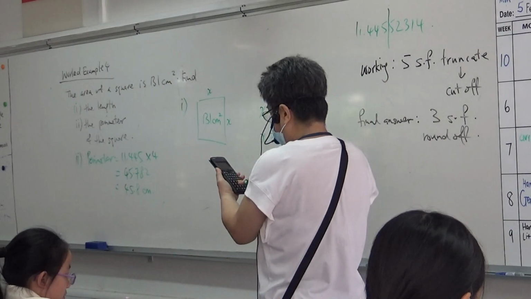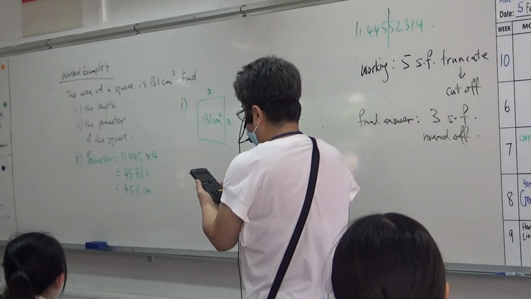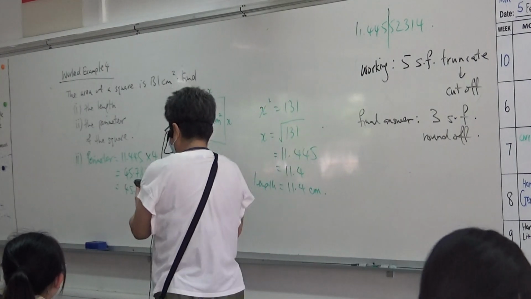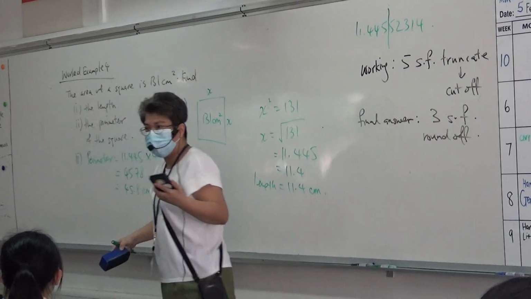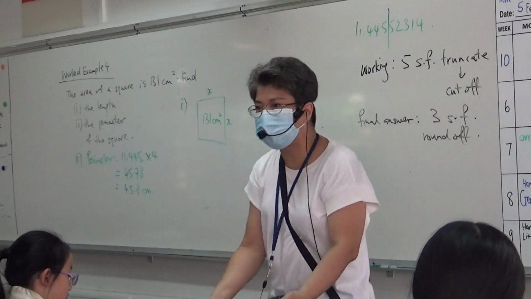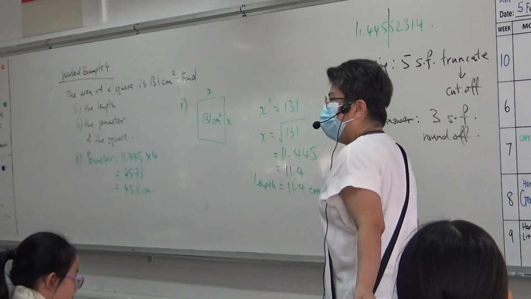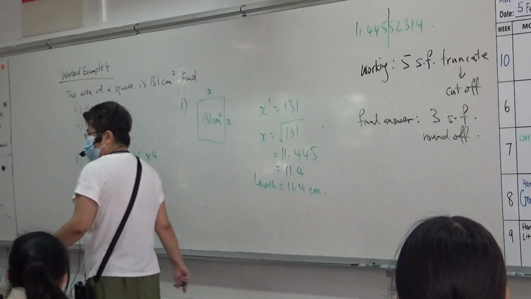3.445 times 4. Okay, 45 or 78 only, right? That's not true, correct? So it will be 45.78, then 45.8. Do you understand here?